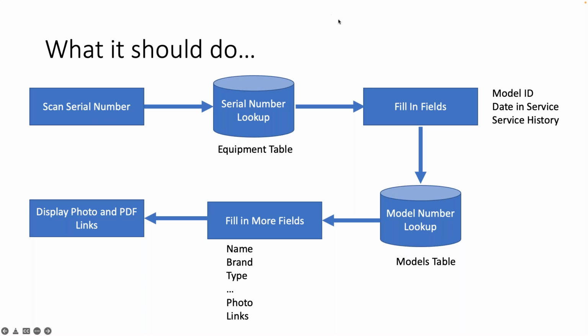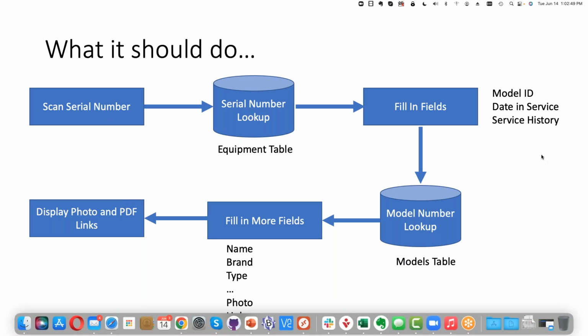When you scan the serial number, what we want it to do is look up in a specific table of all serial numbers to see if it exists. And if it is there, to fill in some of the fields on the form for the technician automatically, such as the date that it was first put in service, any service history behind it, as well as the model ID of the item that they just scanned.